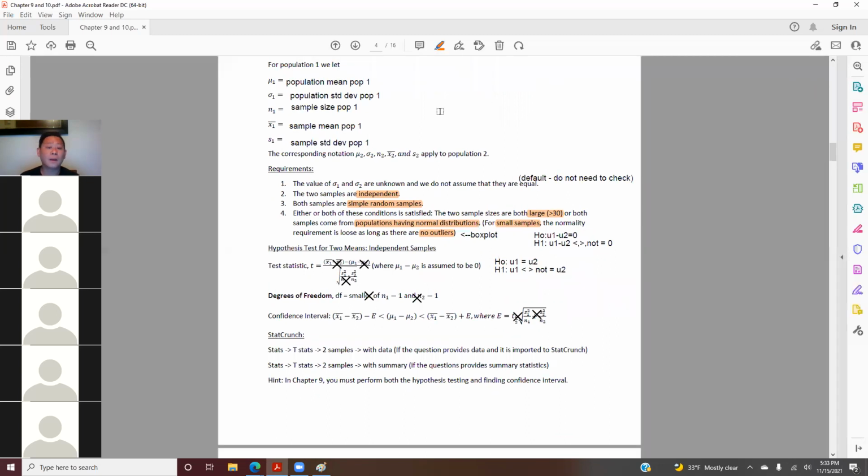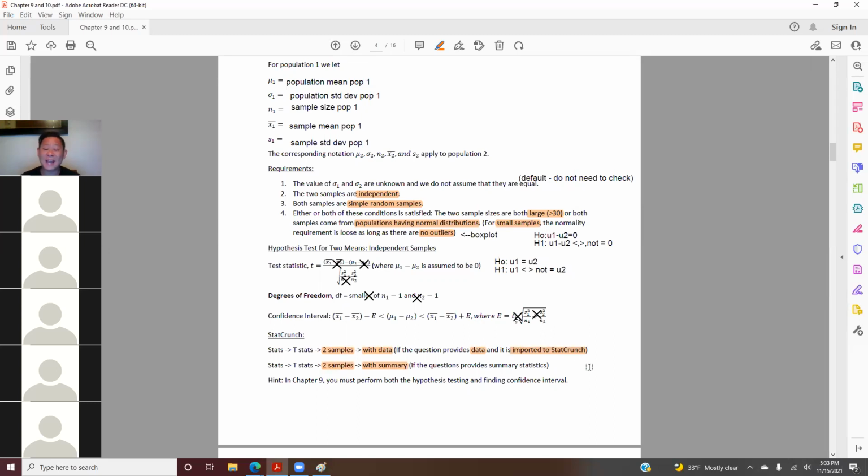Okay, how do we use StatCrunch for this? We will do StatCrunch, T-stat, 2 sample. We do a lot of 2 samples here, one with data and one with summary. So again, what is data? Data means the question provides you the data, or if it's in your homework, it's important.